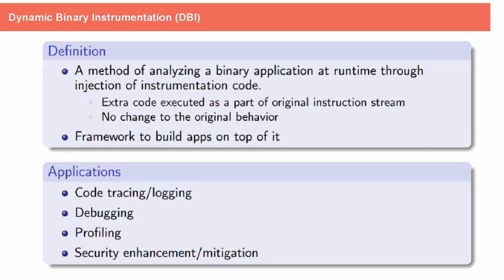The concept behind the DBI is very simple. Dynamic binary instrumentation is a method of analyzing a binary at runtime by injecting extra instrumentation code into the program at runtime. This extra code is executed as a part of the original code. One thing we need to be careful about is that when we instrument the program, our extra code runs inside the program, right? But we try our best not to change the behavior of the program. Otherwise, we can break the program.